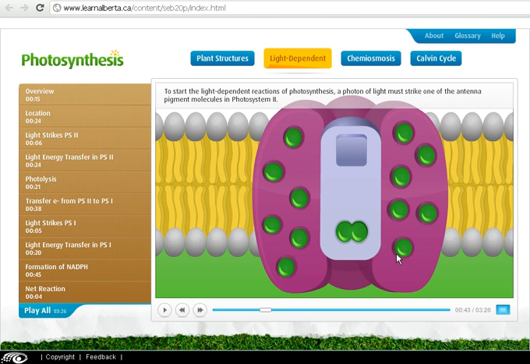In that protein is where we find photosystem 2. That's the first photosystem. Kind of confusing. Photosystem 2 comes before photosystem 1. They are named in the order they were discovered rather than the order in which they occur.